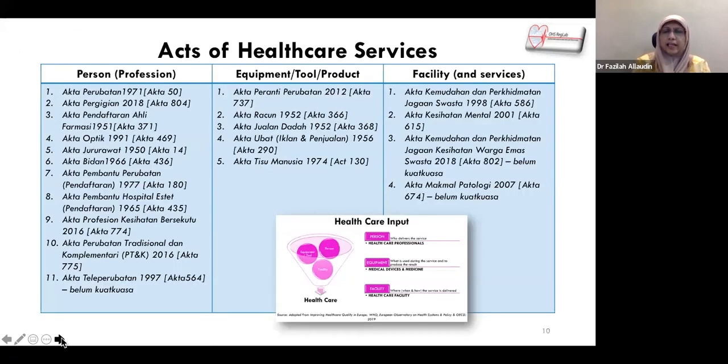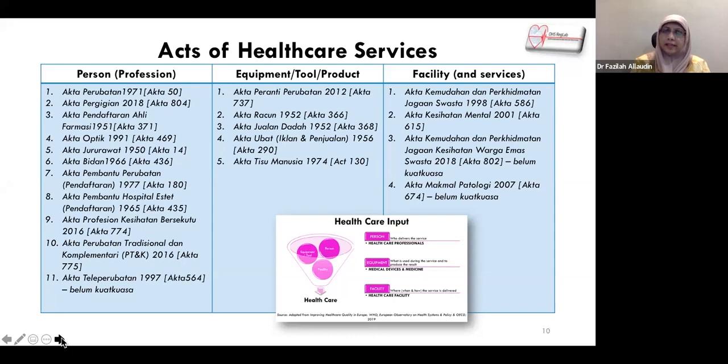These are the acts for the healthcare services, where we have acts that are related to the person, the profession. This is all in Malay language. It can be for the Medical Council, it can be the Dental Act, the Midwife Act, the Nursing Act. There's also the Allied Health Act. And recently, we also came up with the traditional and complementary acts, and so many acts. But there are also acts that govern the equipment or the tool or the product. For example, the Medical Device Act, or for the drugs, for example, the Poison Act, and Drugs Acts, and so forth, and also the Advertisement Act.